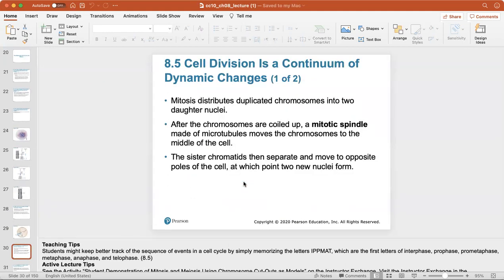Mitosis distributes duplicated chromosomes into two daughter nuclei. And after the chromosomes are coiled up, a mitotic spindle made of microtubules moves the chromosomes to the middle of the cell. And the sister chromatids then separate and move to opposite poles of the cell, at which two new nuclei form.